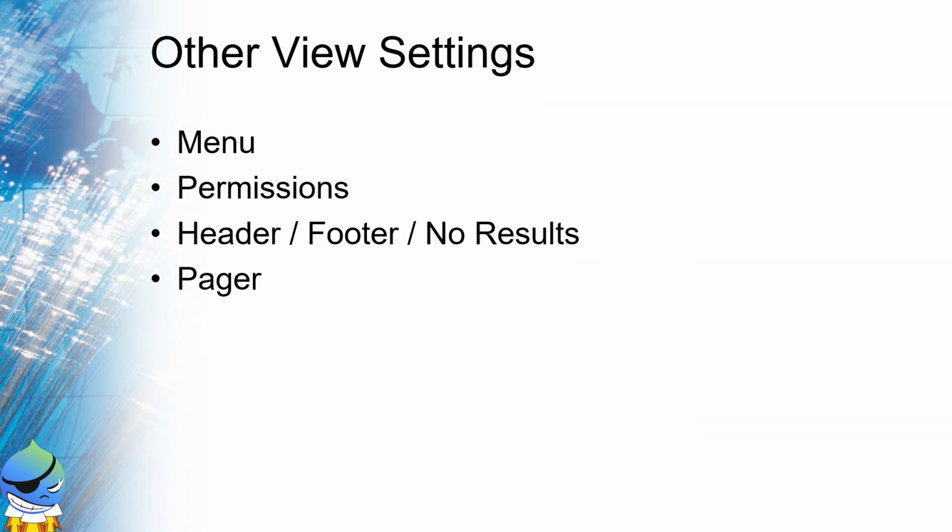And then finally, you've got some other view settings, and those are the things down the center column. You can put it in a menu if it's a page. So you can say automatically stick it in my main menu, or stick it in the navigation menu, or whatever you want to do. You can actually define permissions, so you can say only certain kinds of users on my site can actually see the results of this view. You can define, again, the header, the footer, and the no results page.